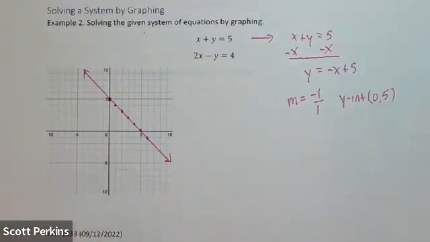So here's what I would like you to do. I'm going to give you about 60 seconds to do this. The second line is 2x minus y is 4. Go ahead and graph that, and then you can go ahead and stop, and then we're going to talk about what is the solution and where do I find it.